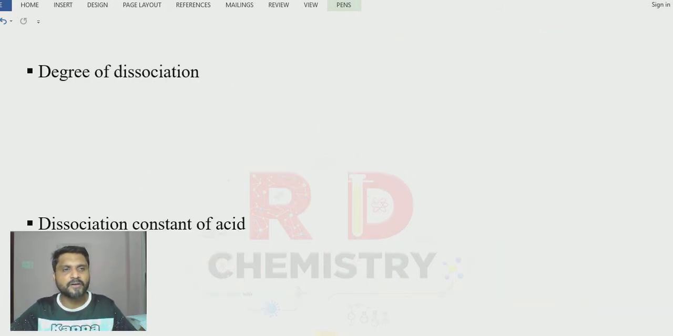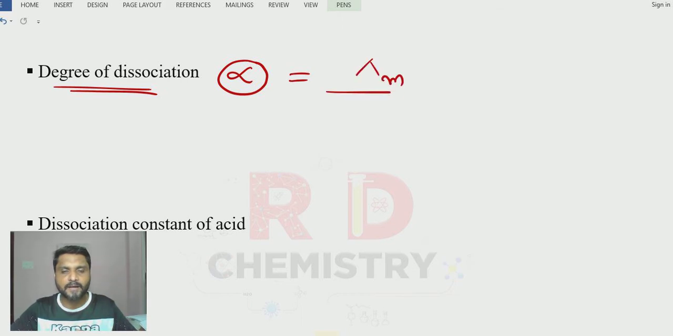Here we'll study now degree of dissociation alpha. Alpha can be calculated using two values. One is lambda m divided by lambda m infinity. So what is this lambda m? Molar conductivity divided by molar conductivity at infinite dilution.